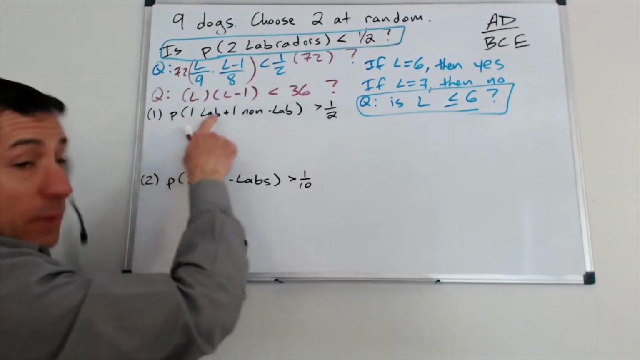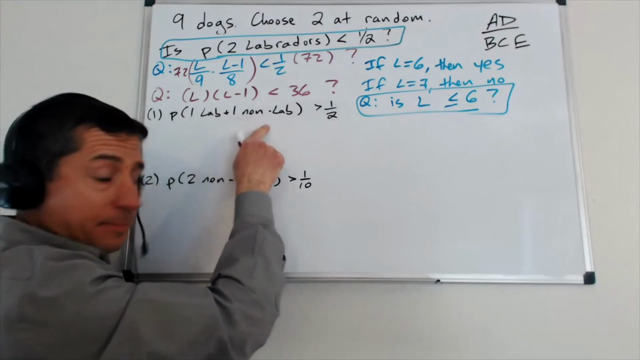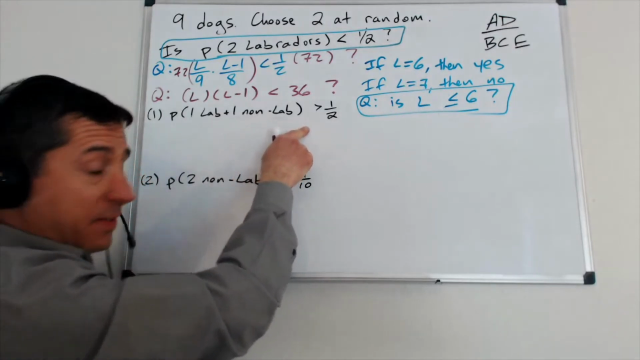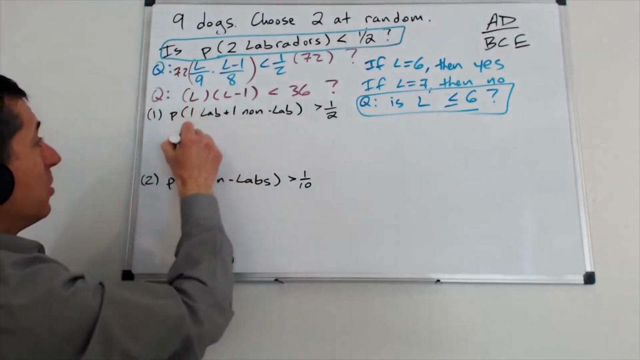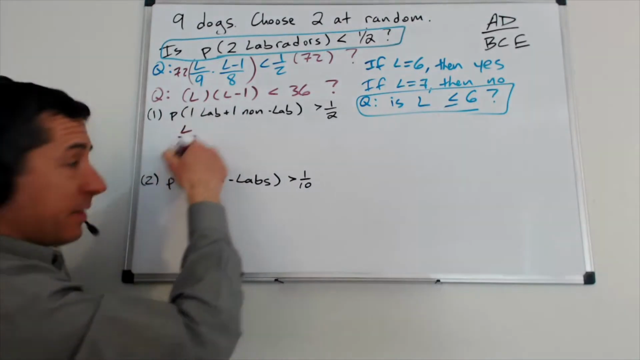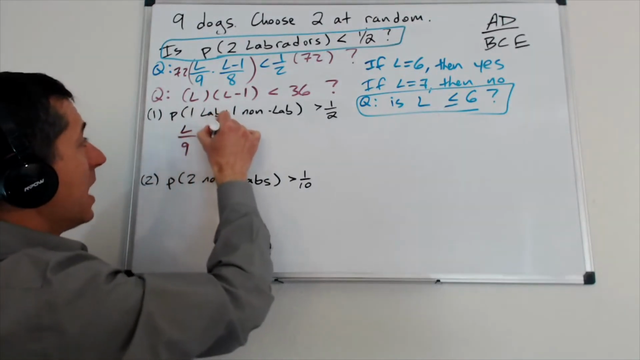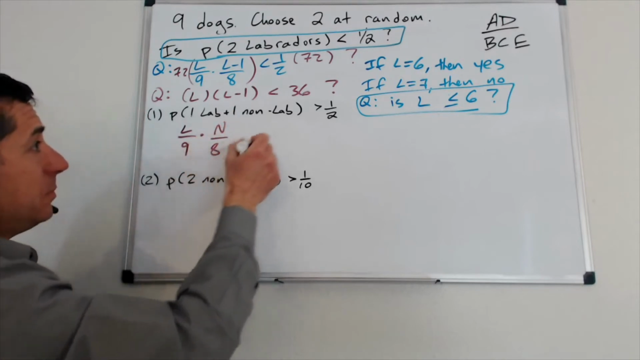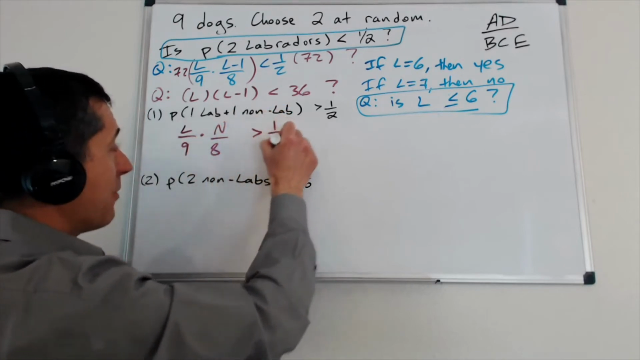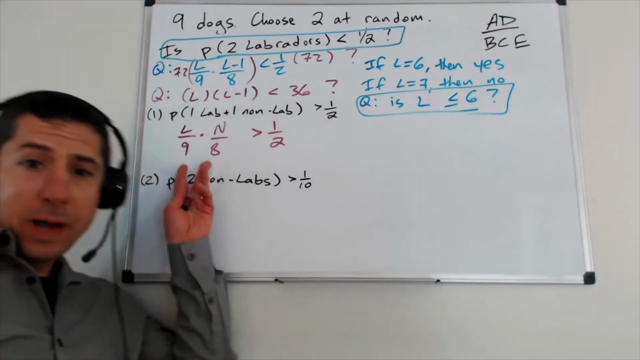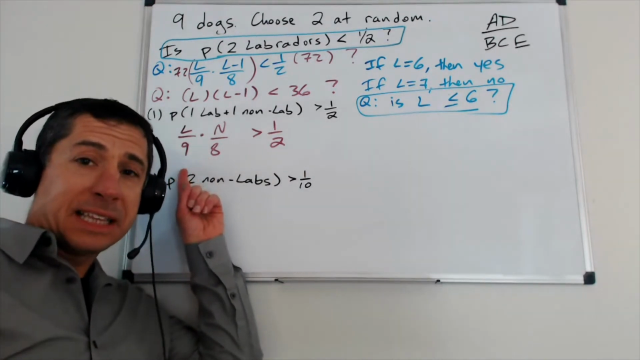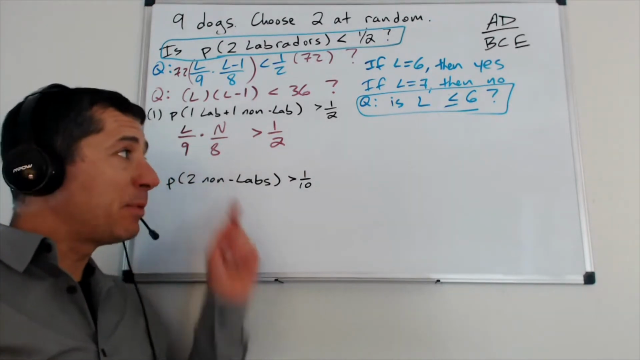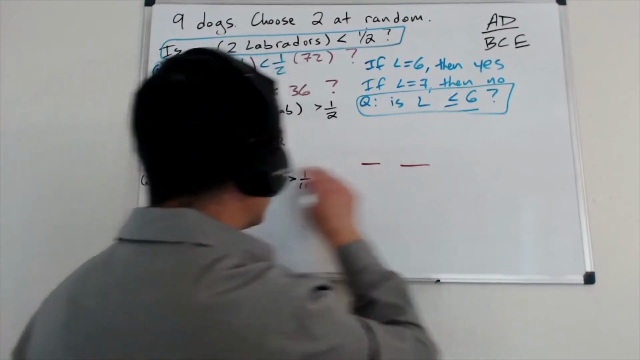So the probability that we get 1 lab and 1 non-lab is greater than a half. This is where it gets really fun. So L over 9, let's say we get a Labrador on the first pick, times a non-Labrador, I'm going to call that N here, over 8. And that's going to be greater than a half, but you got to be careful here. The way I just wrote this up, that's the probability of getting a Labrador on the first, non-Labrador on the second. And that's not quite what I'm going after.